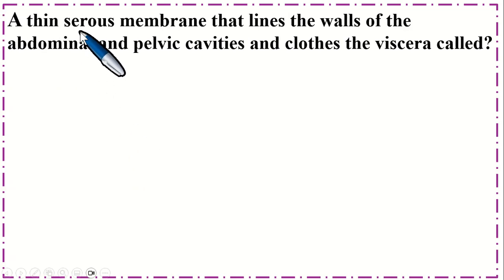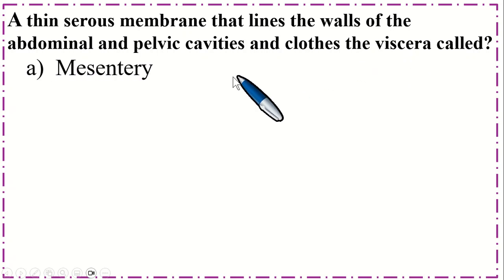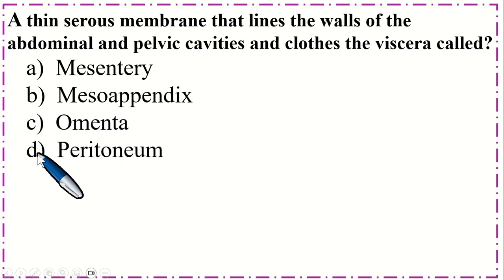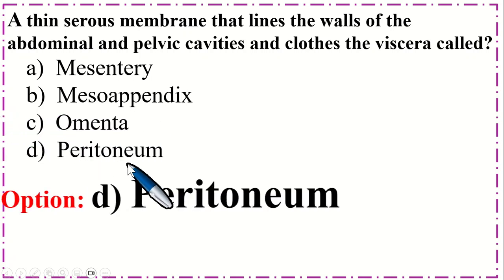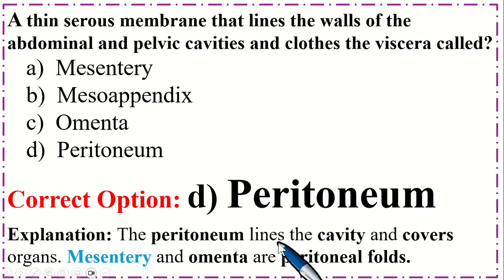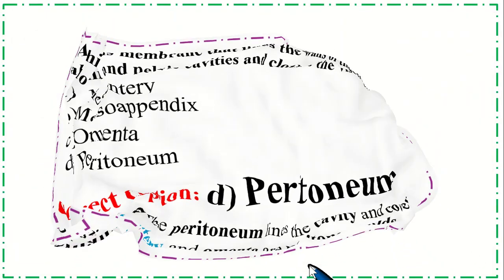A thin serous membrane that lines the wall of the abdominal and pelvic cavities and covers the viscera is called option A mesentery, B mesoappendix, C omentum, and option D peritoneum. So the correct option is D peritoneum. The peritoneum lines the cavity and covers organs. Mesentery and omentum are peritoneal folds.